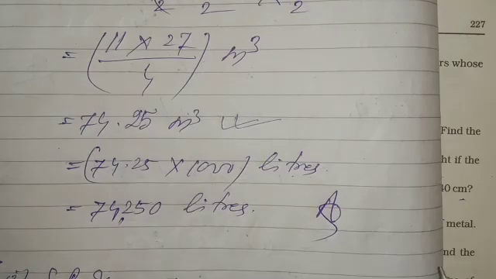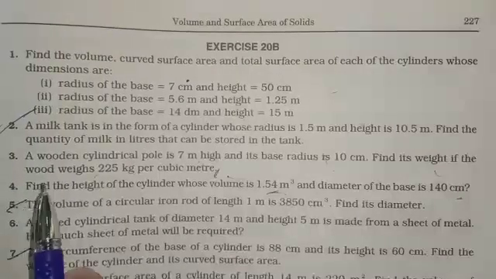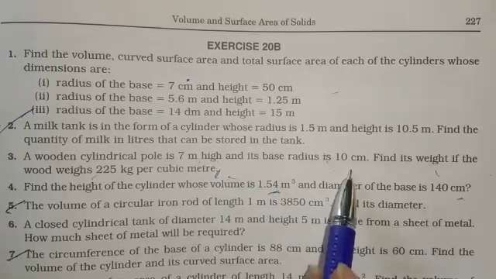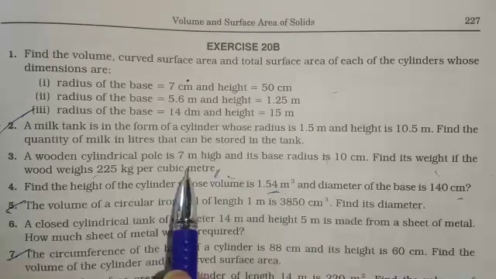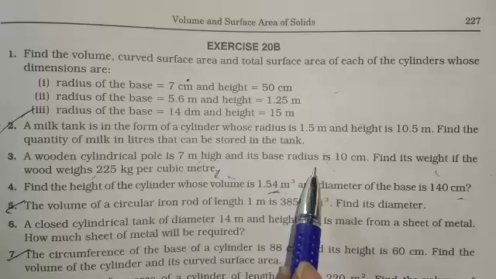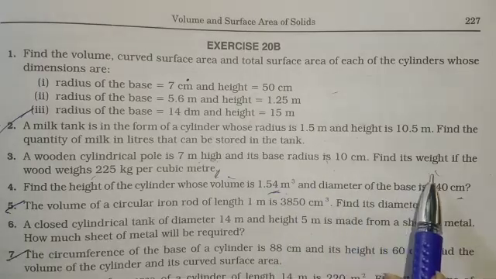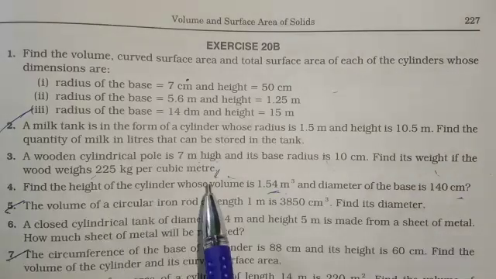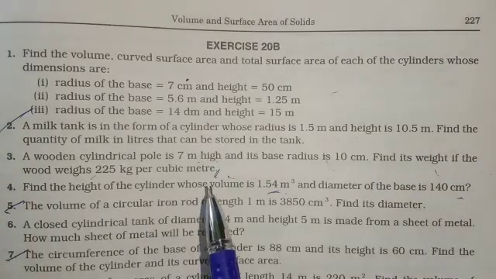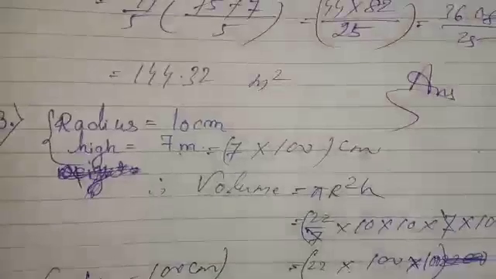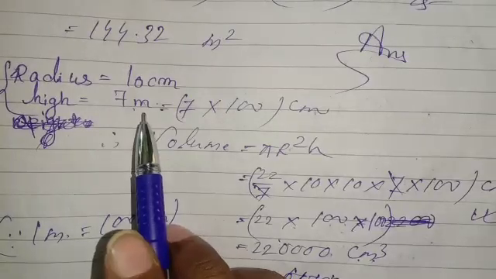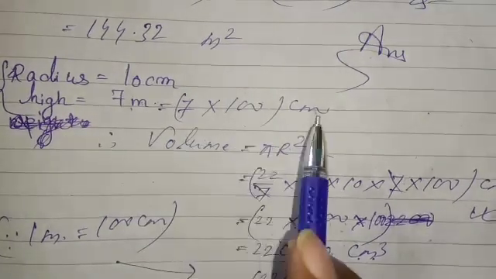Let us go to question number 3. A wooden cylindrical pole is 7 meter in height and its base radius is 10 centimeter. Height given 7 meter, radius given 10 centimeter. Find its weight if the wood weighs 225 kg per cubic meter. See, radius 10 centimeter, height given 7 meter. That means 7 into 100, 700 centimeter.